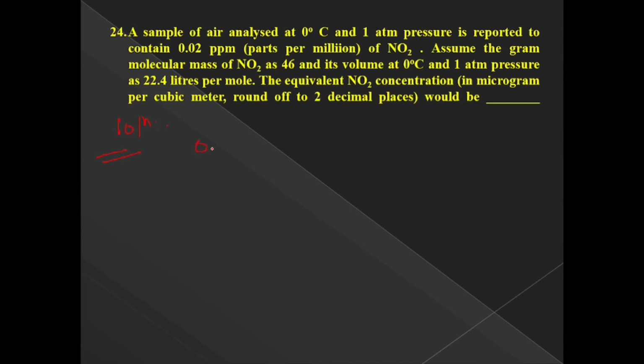Means, my dear students, 0.02 ppm of nitrogen oxides means 0.02 of nitrogen oxides divided by 10 to the power 6 liters of air. ppm means parts per million. Now 0.02 moles of nitrogen oxides at 22.4 liters per mole, so that is 0.02 times 22.4 divided by 10 to the power 6 liters of air.